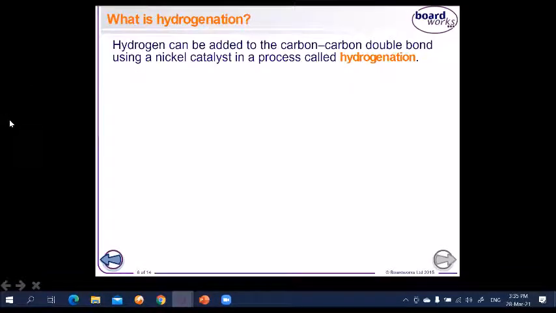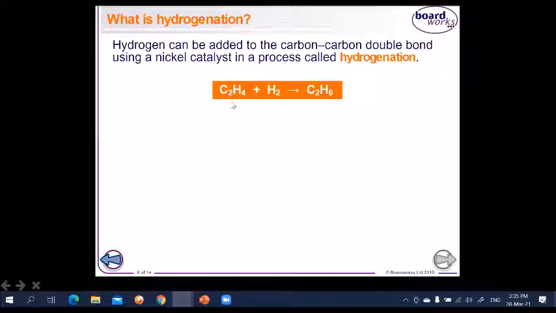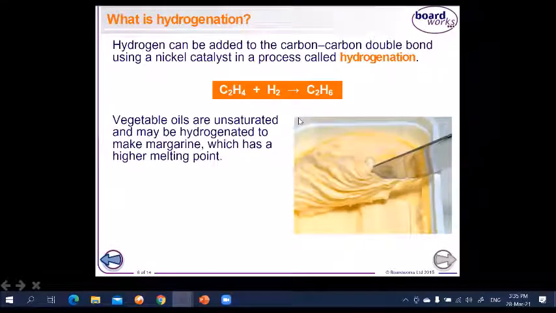Hydrogenation, here we go. That's the general formula that we just saw. And by the way, just as a sidetrack, vegetable oils are unsaturated and may be hydrogenated to make margarine, which has a higher melting point. In case you want to see the application of this in real life, that's why we care about hydrogenation.